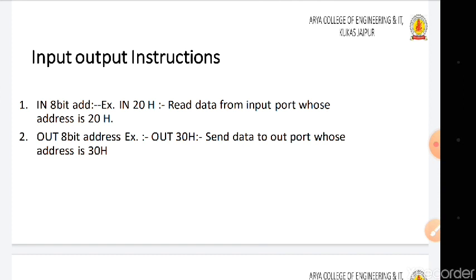OUT 8-bit address. For example, OUT 30H. 30H is the 8-bit address. Send data to output port whose address is 30H. 30H is the 8-bit address of output port where we have to send the data.